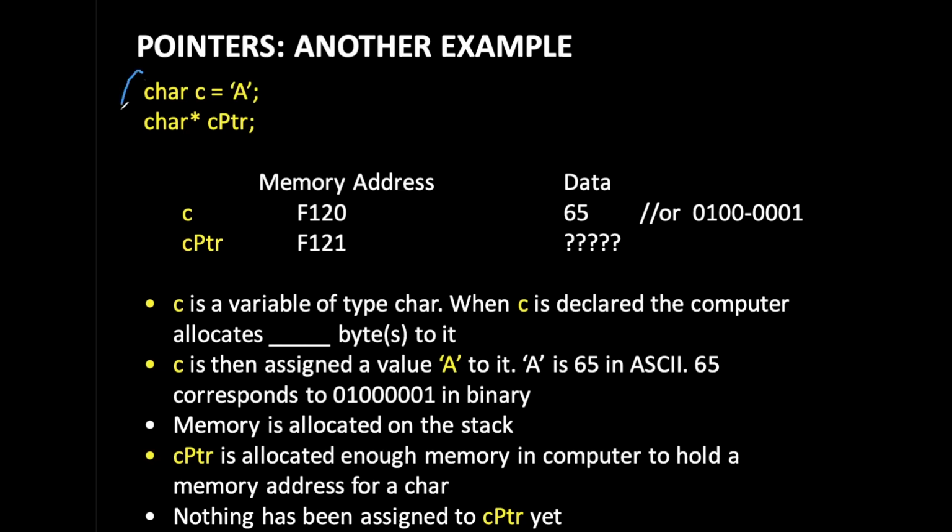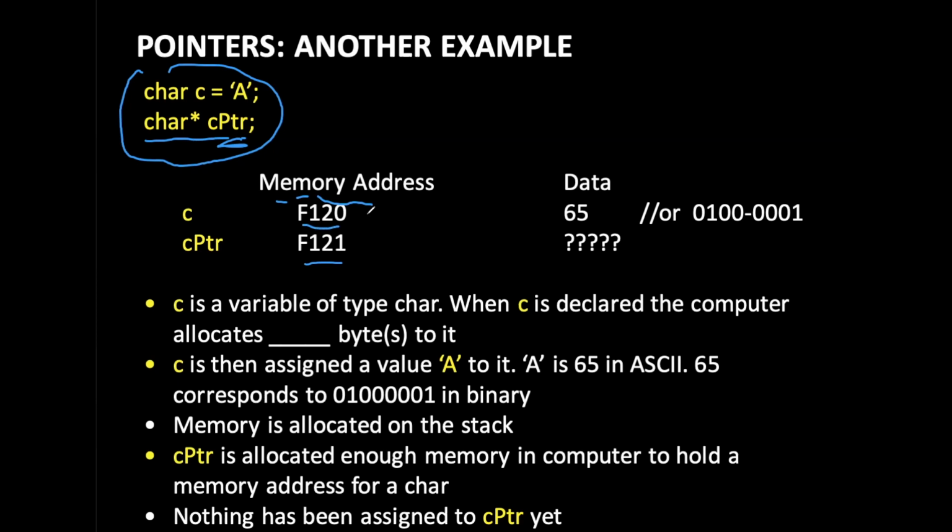Let's look at this example in yellow. We have 2 statements here. The first one is a declaration of a char variable with a value of A. The second statement is a declaration of a pointer variable, C pointer, that points to a char. C pointer is not initialized. Inside your memory address, C occupies F120, C pointer occupies F121. The memory addresses of these variables could be different. They don't have to be incremented from each other.